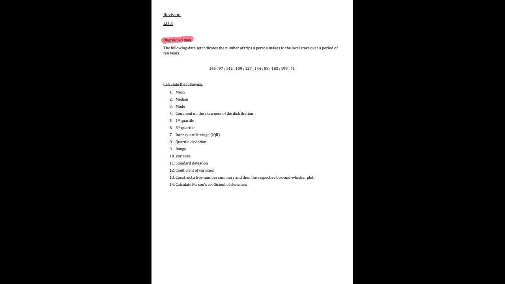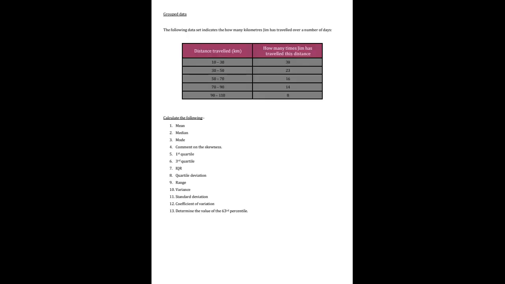And grouped data is different from this in the sense that, as you can see here, in this first column, instead of just having randomly listed out values, you have intervals. So the first one is from 10 till 30, then 30 to 50, 50 to 70, and so on. So instead of just having randomly listed out figures, we here have categories or classes of information, and we then would have to naturally go about these calculations a little differently. So let's go ahead and get started with this page.